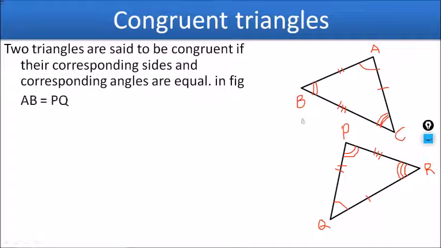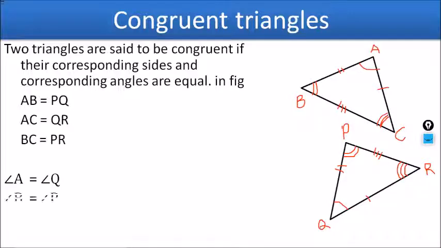In the figure, if you check, AB is equal to PQ, BC is equal to QR, BC is equal to PR in fact, and AC is equal to QR. Similarly, angle A is equal to angle Q, angle B is equal to angle P, and angle C is equal to angle R. So these are the corresponding angles, these are the corresponding sides. So we can say that the triangles are congruent.